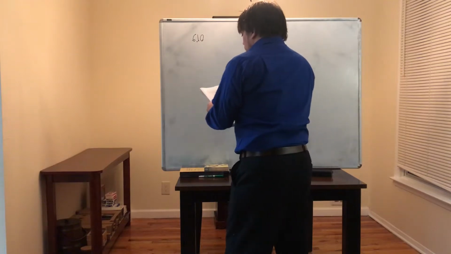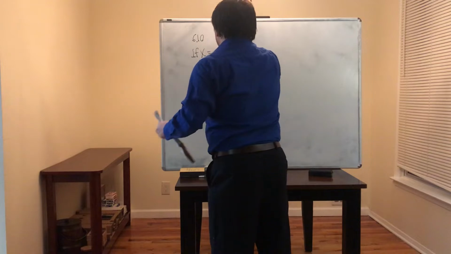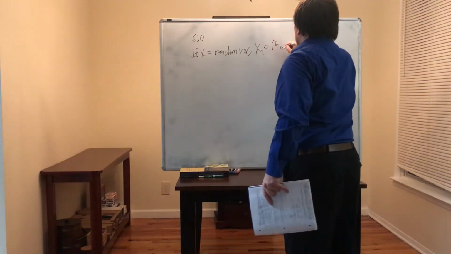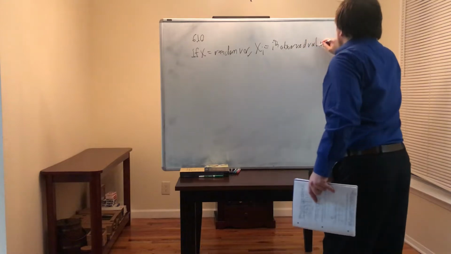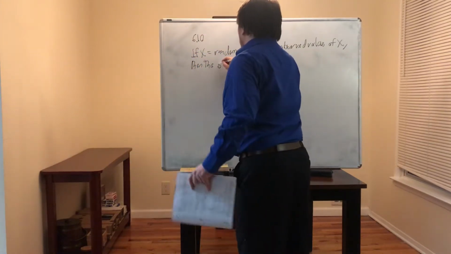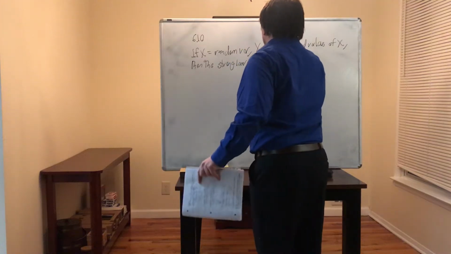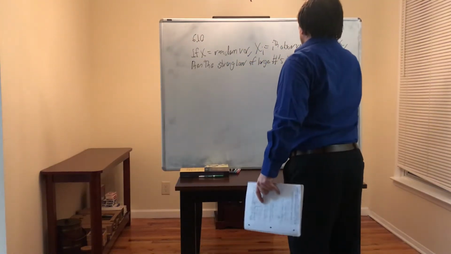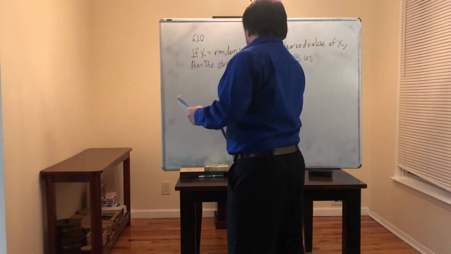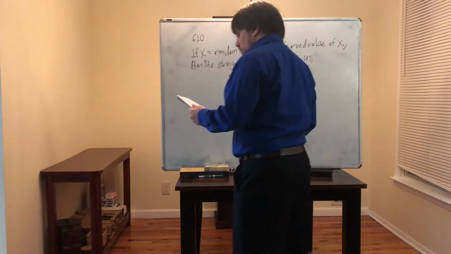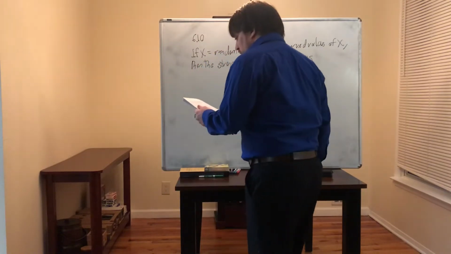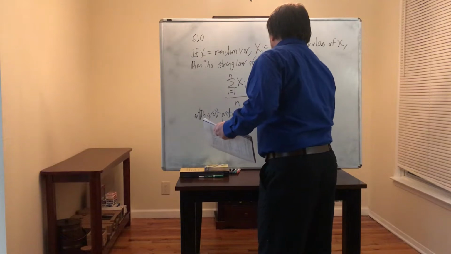Here, if X is a random variable and X_i is the ith observed value of X, then the strong law of large numbers tells us that the sum from i equals 1 to n of X_i divided by n is approximately mu, which is the mean, with great probability, probably close to 1, if n is large.